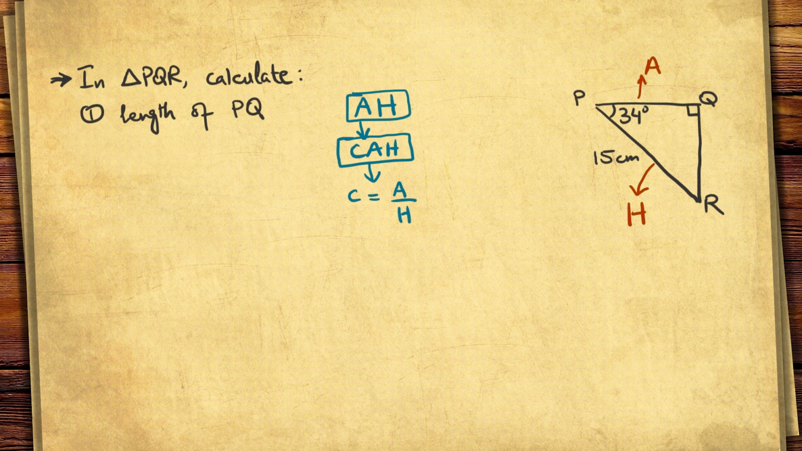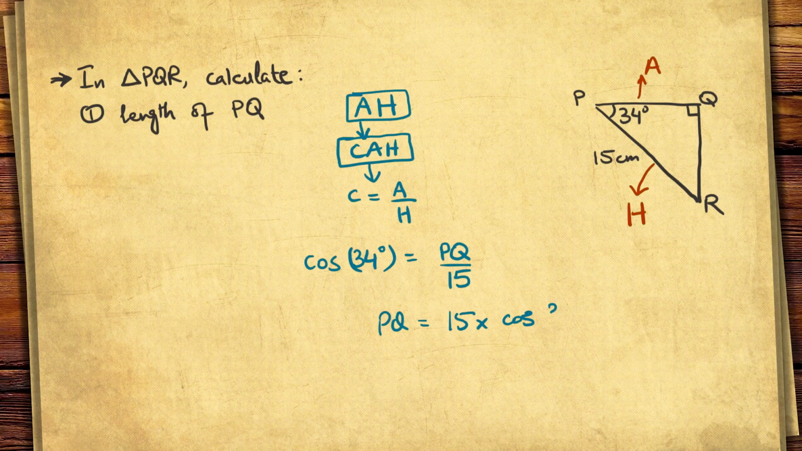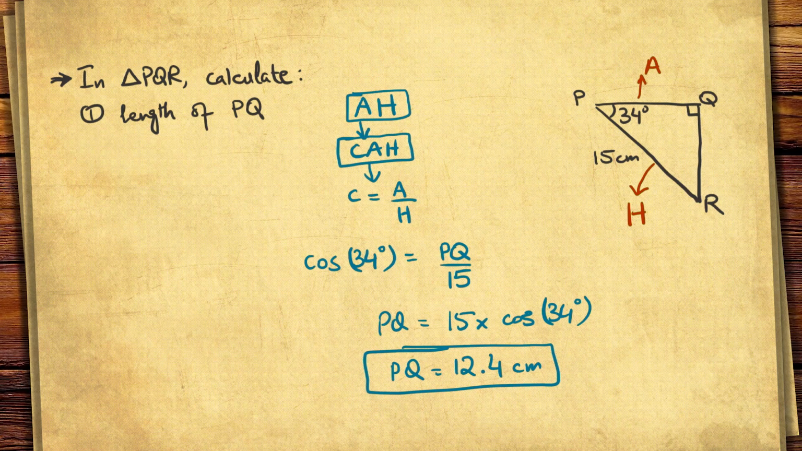And that means cos of the angle 34 degrees is equal to the adjacent side, that is the unknown side PQ, divided by the hypotenuse, that is 15 centimeters. We rearrange this equation to get PQ equals 15 multiplied by cos 34, and that is 12.4 centimeters.